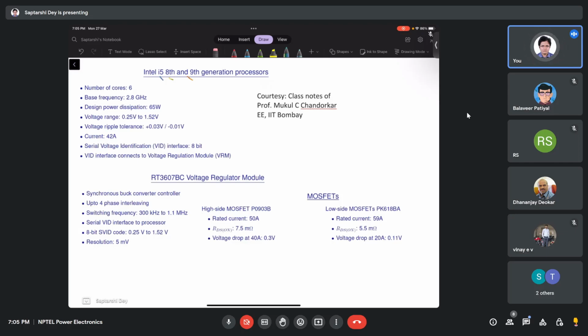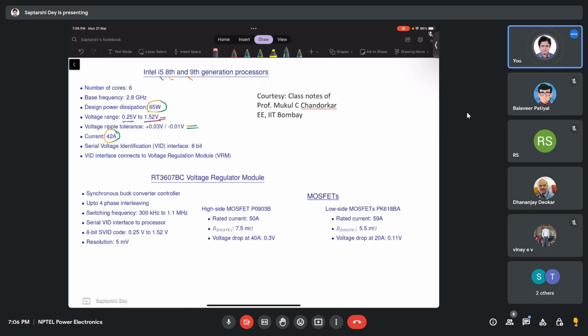The machine that I am using right now has a Ryzen 9th generation, I believe, some octa core. So this 65-watt power rating was there, but now the processors have even higher power ratings. On the other hand, the voltage range is only 0.25 to 1.52 volt. So basically, the power supply for the processor cores is this much current at only this much voltage. A very fine voltage ripple tolerance is acceptable.